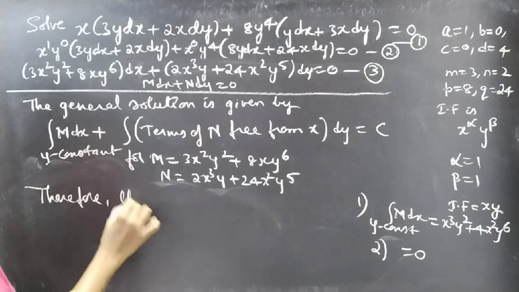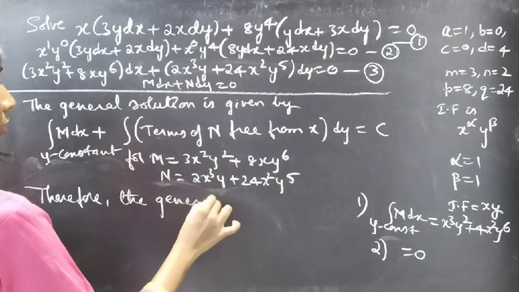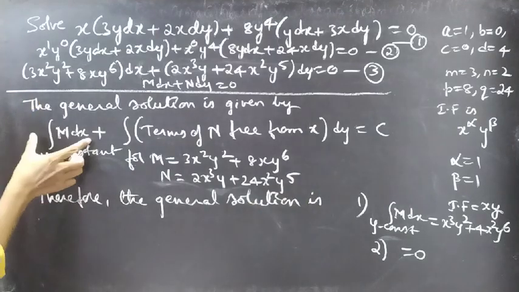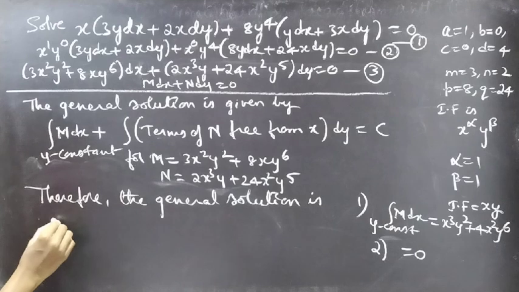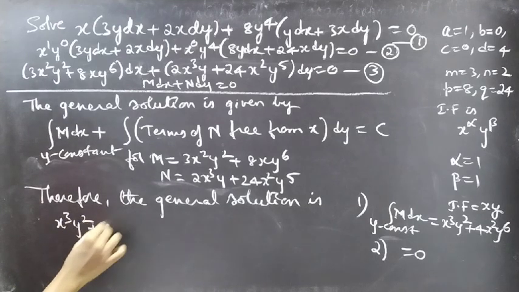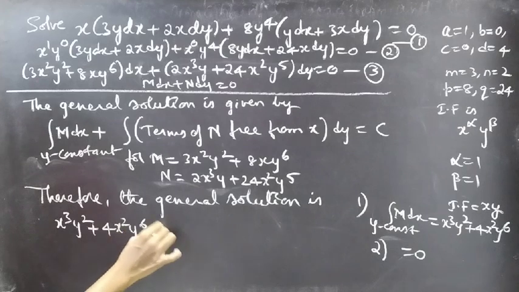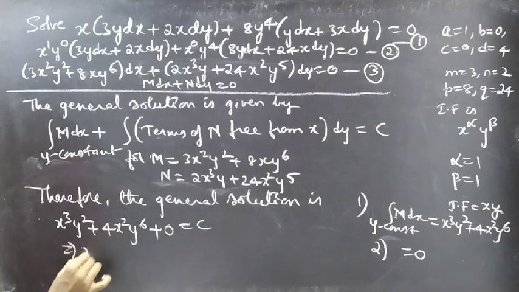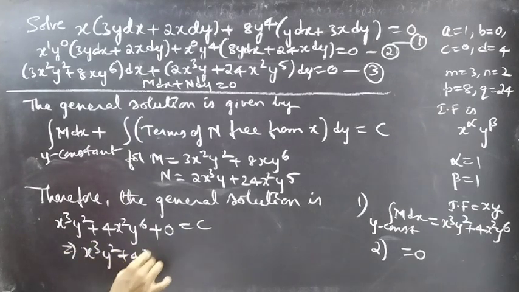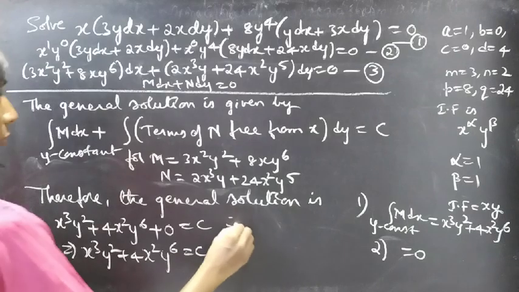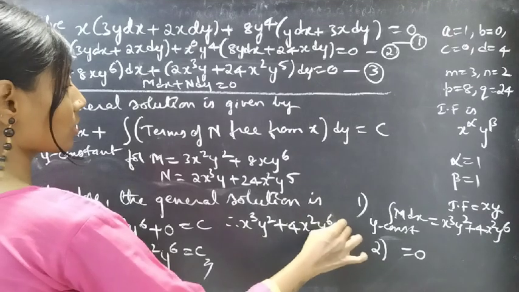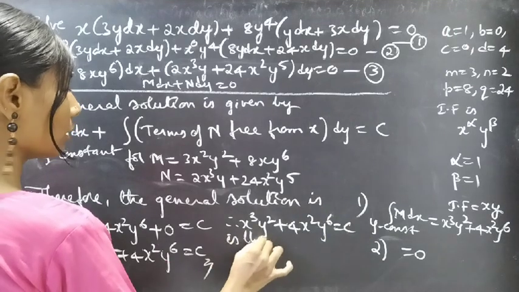Therefore, the general solution is the result obtained from the first integral, x cube y square plus 4x square y power 6, plus the result obtained from the second integral, 0, equal to c. Therefore, x cube y square plus 4x square y power 6 equal to c is the required solution, right?